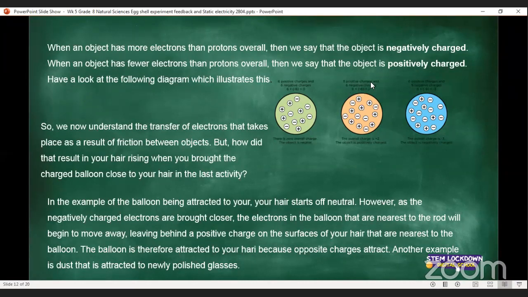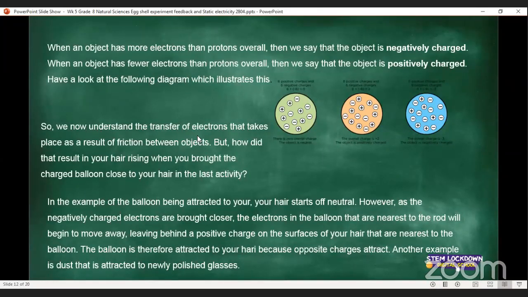Okay, so we have 8 positive charges and 6 negative charges. Let me continue explaining the slide, and then I'll take the question again. So 8 positive charges and 6 negative charges. Here we're saying it has fewer negative charges. That means fewer electrons. So we say that it is positively charged. If we look at this diagram, it has 9 negative charges and 6 positive charges. That means it is negatively charged.